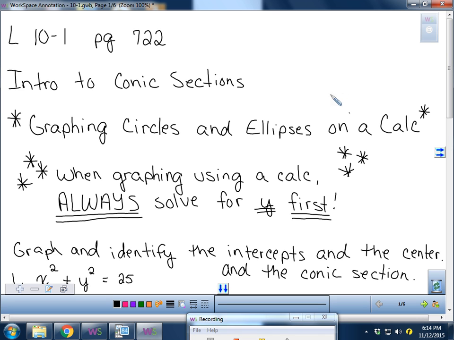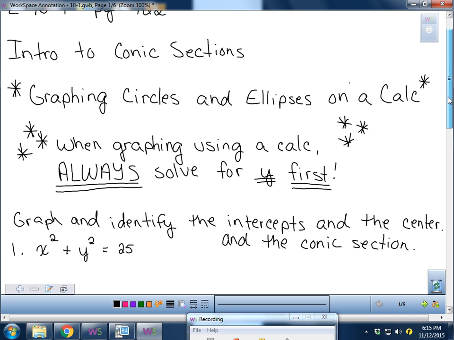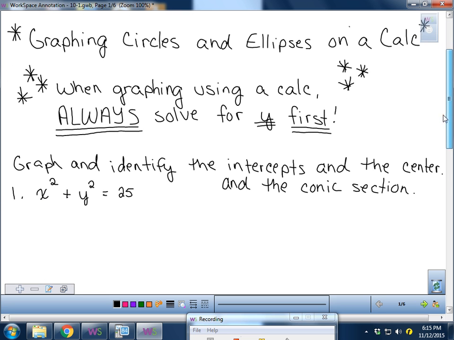So in this section, 10-1, we're going to talk about the properties of each and what they look like. First things first, we're going to talk about graphing circles and ellipses on a calculator. When you graph using a calculator, you always solve for y first. You cannot graph something that isn't solved for y.